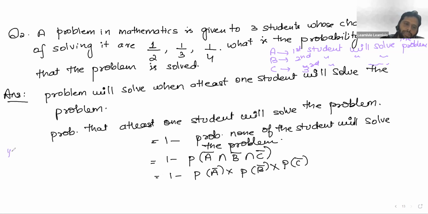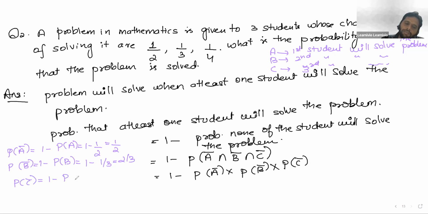So P(A not) will be 1 minus P(A). What is P(A) here? 1 minus 1 by 2, so this gives you 1 by 2. P(B not) is 1 minus P(B), which is 1 minus 1 by 3, so this is 2 by 3. P(C not) is 1 minus P(C), which is 1 minus 1 by 4, so this is 3 by 4. I hope this is clear to everyone.